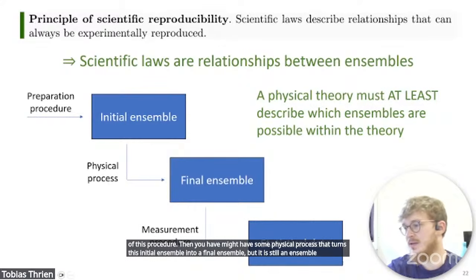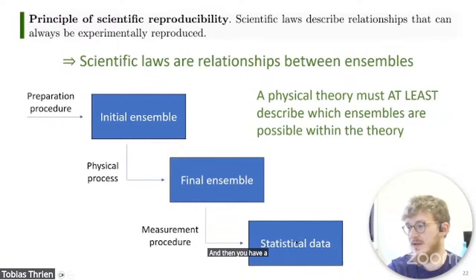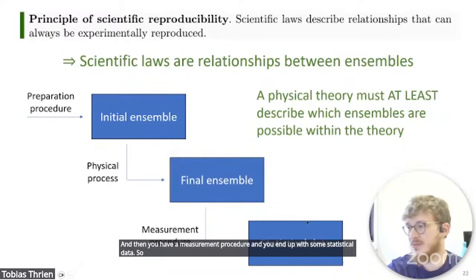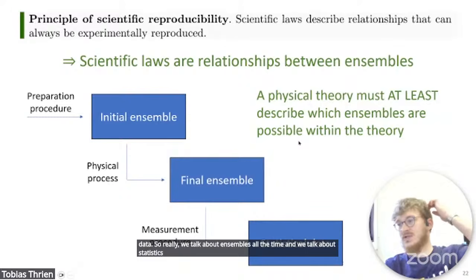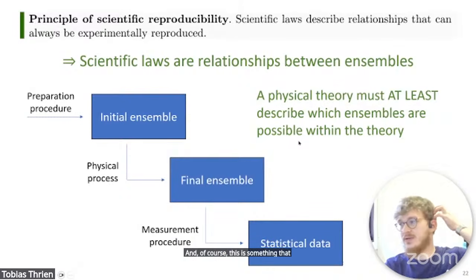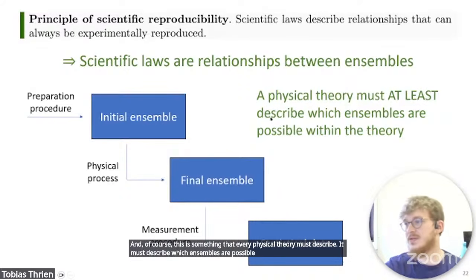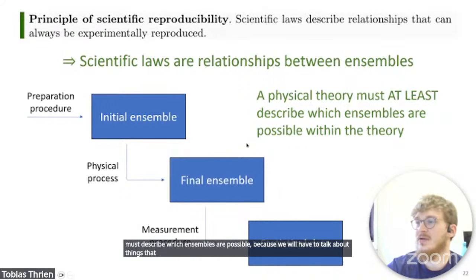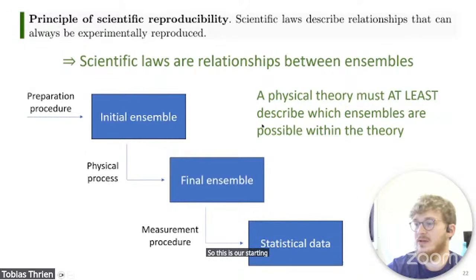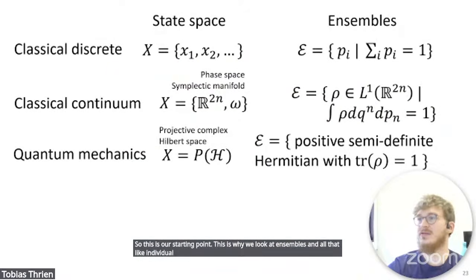And then you have a measurement procedure, and you end up with some statistical data. So really, we talk about ensembles all the time, and we talk about statistics. And of course, this is something that every physical theory must describe. It must describe which ensembles are possible, because it will have to talk about things that are reproducible. So this is our starting point. This is why we look at ensembles and not at individual states, like points.